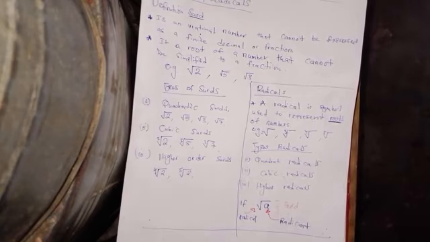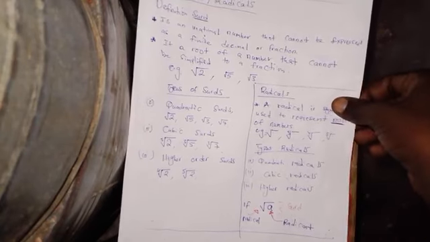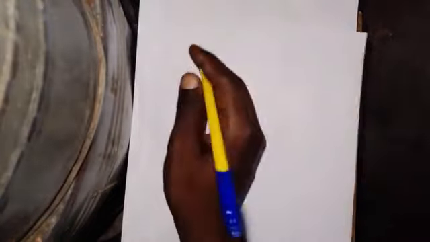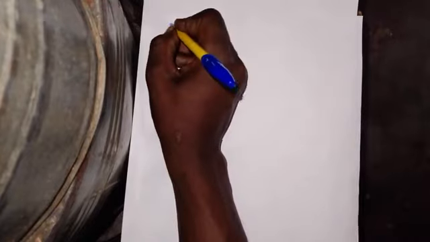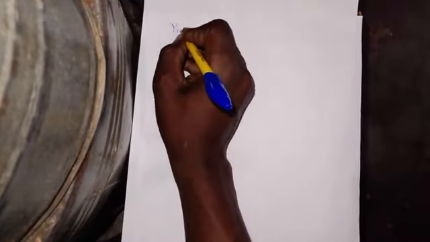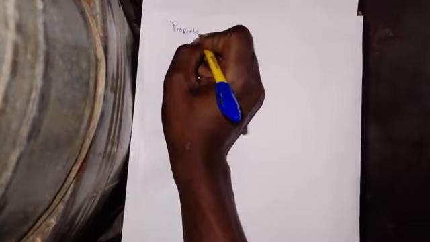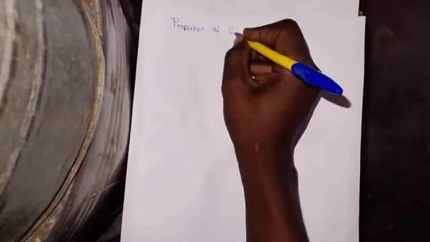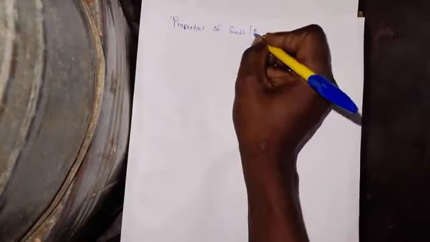Now, I want us to move on to some of the properties which will help us simplify some of the surd expressions and radical expressions which we might have. So what are some of these properties which will guide us? Properties of surds or radicals.